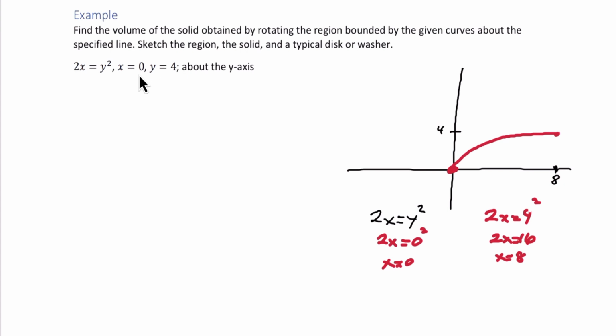Recognize that the boundaries are going to be x is 0, so we're not looking at the bottom half of the parabola, and our y value goes up to 4. So we can stop right here since the y value is at 4. We're going to rotate about the y-axis. So that's going to push that curve over here and generate this cone shape.